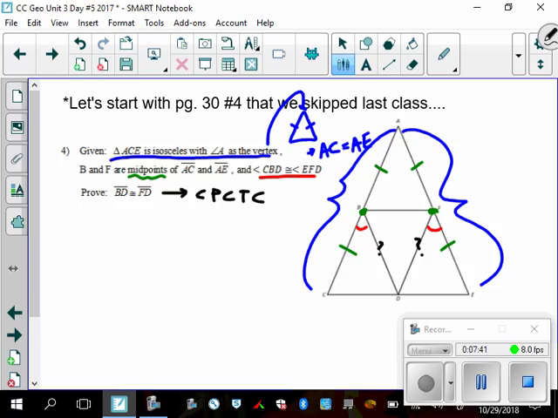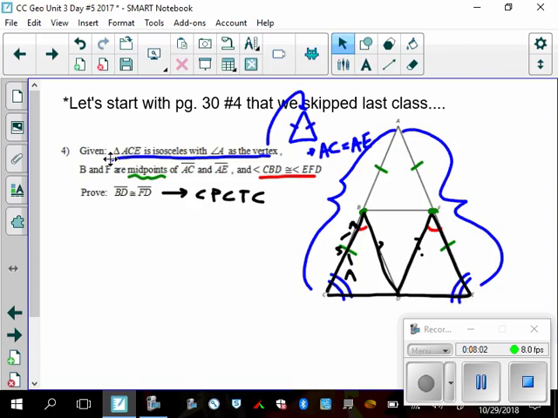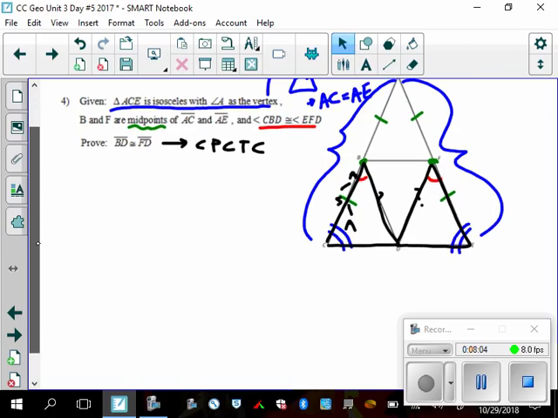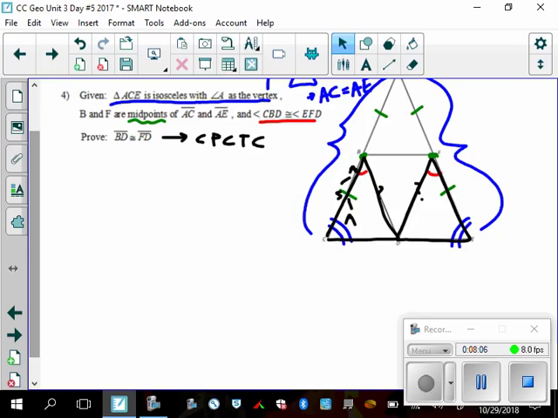All right, and because it is isosceles, I also know the base angles are congruent. So I'm going to be able to prove that C is congruent to E. And then I have angle, side, angle. So I'm going to show that these two triangles are congruent by angle, side, angle. So I'm going to write out all the steps, and I'm going to see if you can fill in any of the missing reasons.